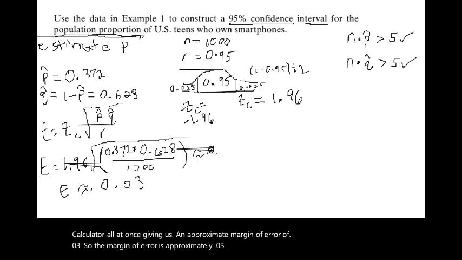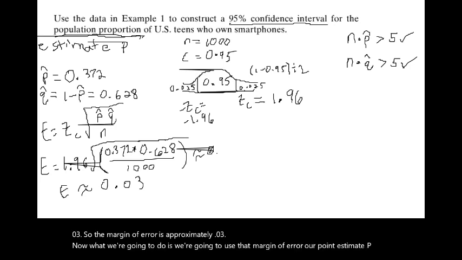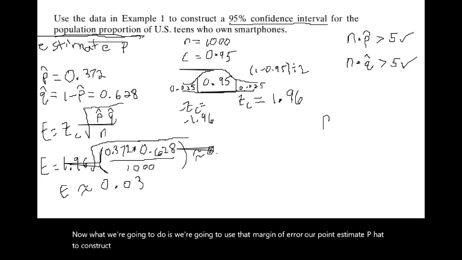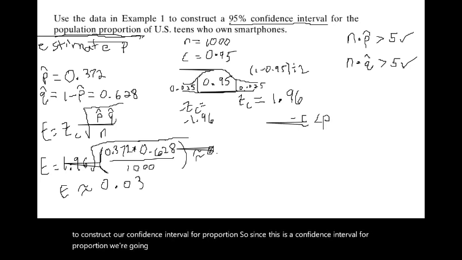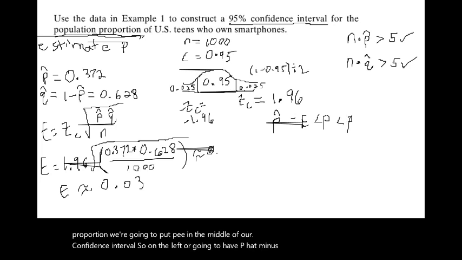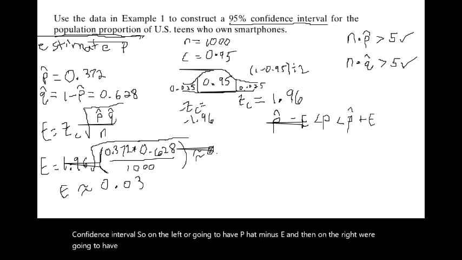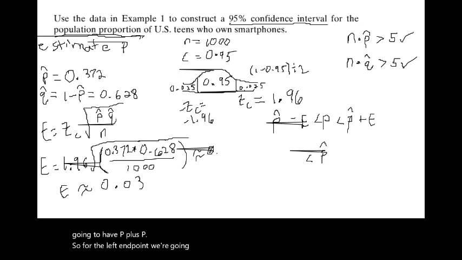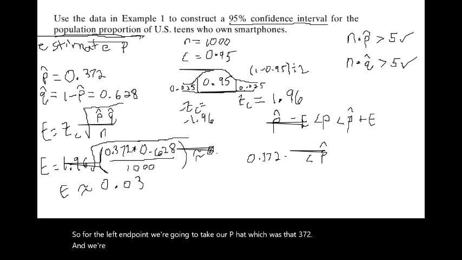Now we're going to use that margin of error and our point estimate p-hat to construct our confidence interval for proportion. Since this is a confidence interval for proportion, we're going to put p in the middle of our confidence interval. So on the left, we're going to have p-hat minus e, and then on the right, we're going to have p-hat plus e. For the left endpoint, we're going to take our p-hat, which was 0.372, and subtract the margin of error, 0.03.